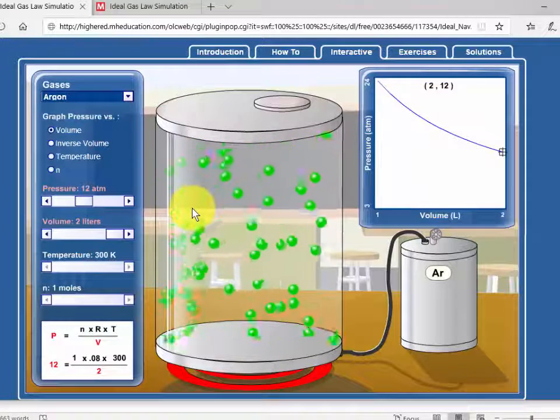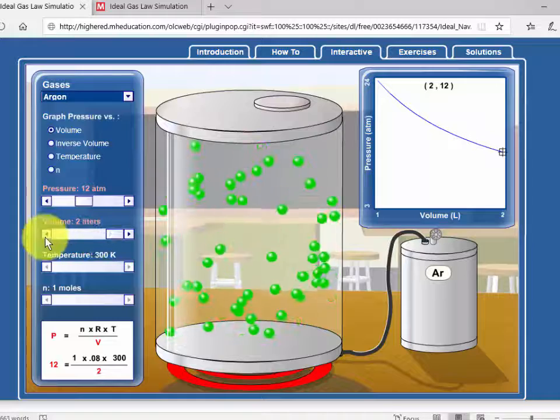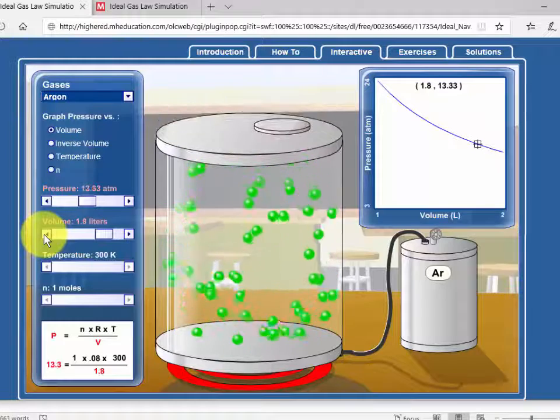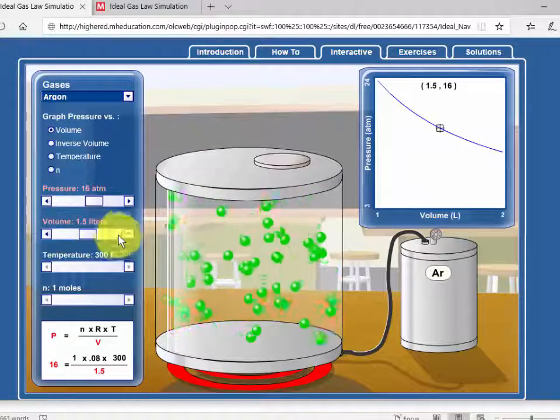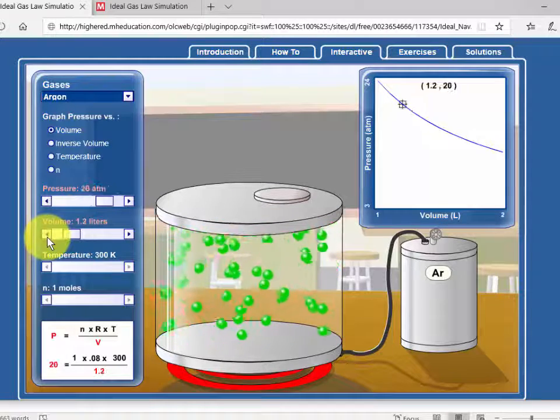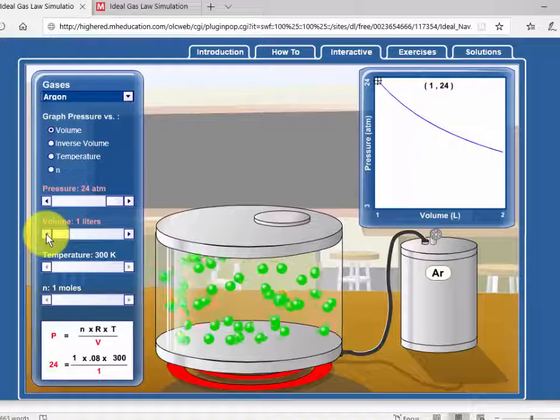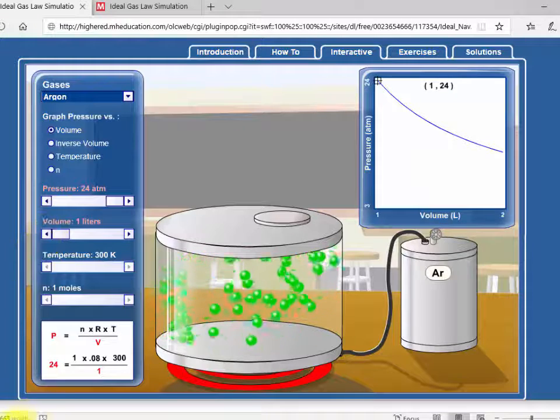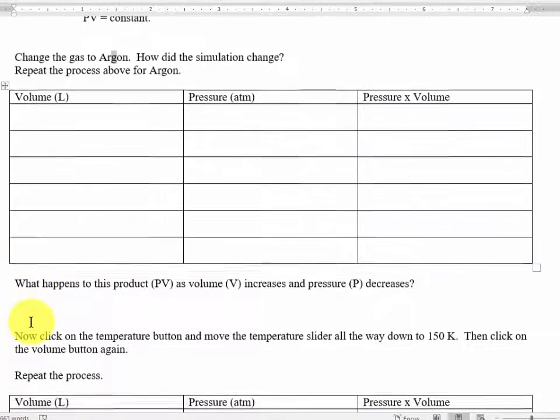Does look like it's a little bit bigger and a little bit slower, doesn't it? And now we're going to go down by 2. And now you should have all those values. So let's go back to the lab.